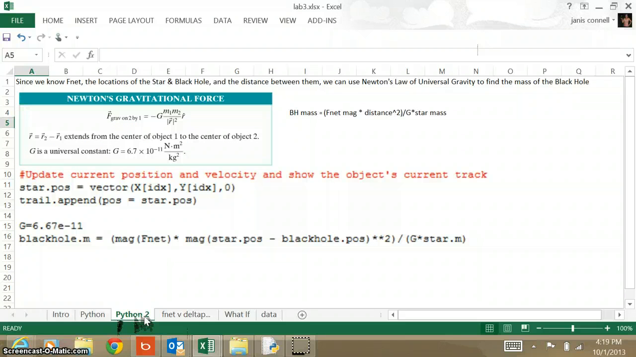Since we know Fnet, the locations of the star and the black hole, and the distance between them, we can use Newton's law of universal gravity to find the mass of the black hole. Newton's gravitational force says that the force of gravity on 2 by 1 equals minus G, the mass of 1 times the mass of 2, the product of those masses divided by the magnitude of the distance between them squared, times the unit vector. Since we know everything except the mass of 2, we can rearrange that formula to look like this. And you can see that I calculated that in my Python data.